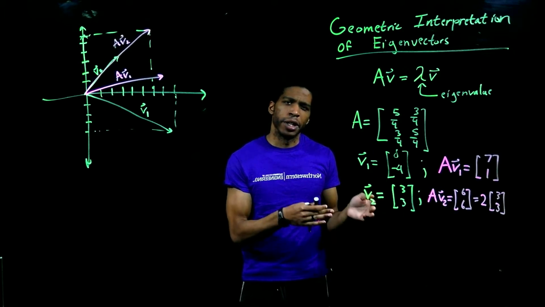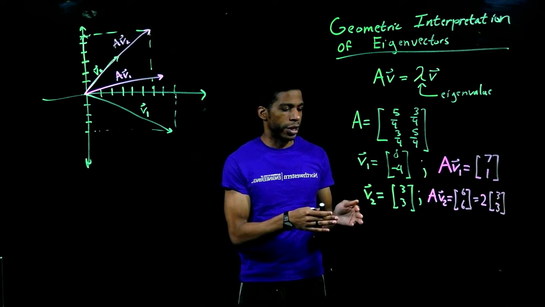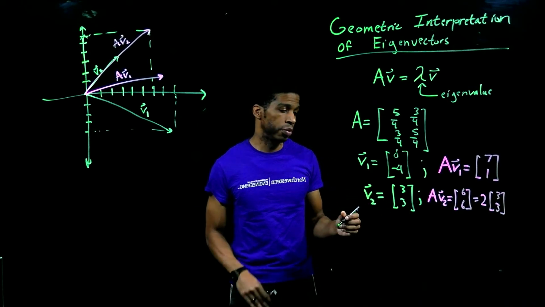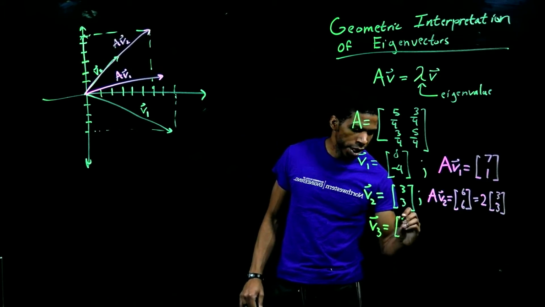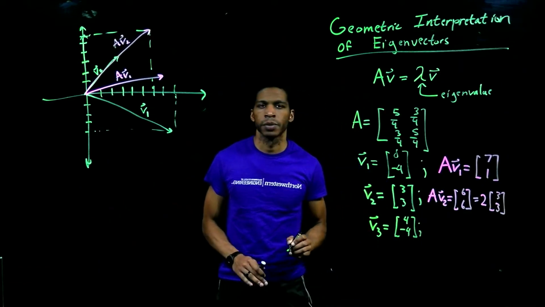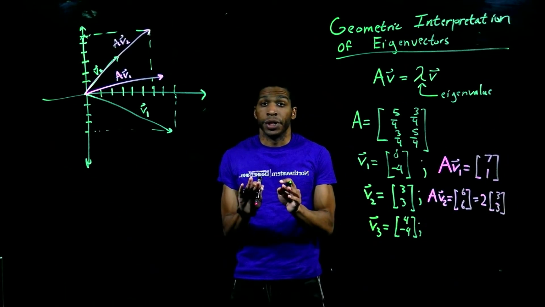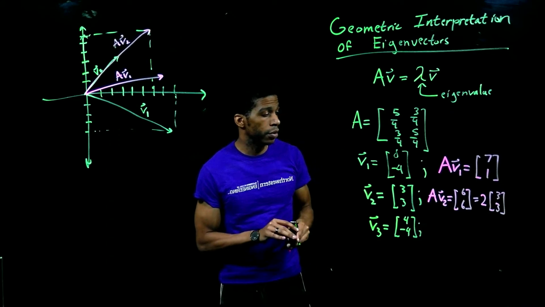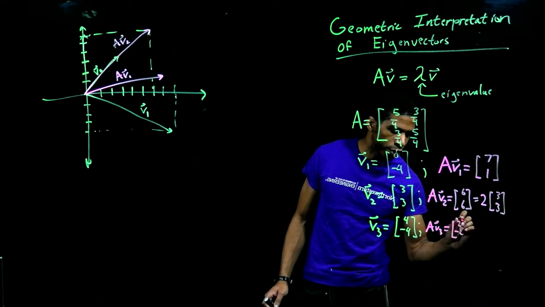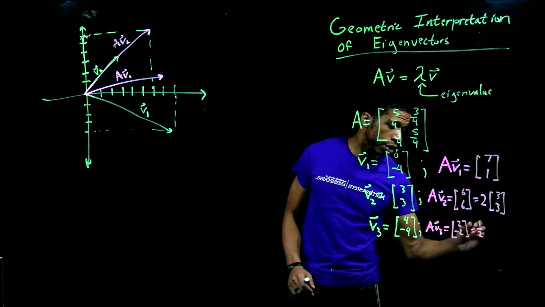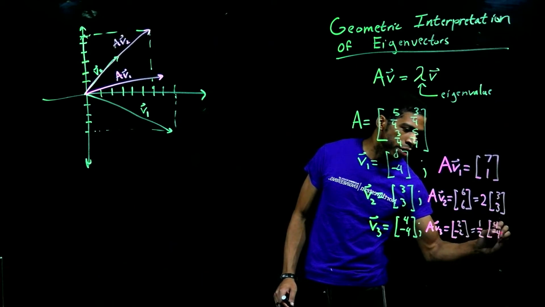So, just to get that idea further in your minds, let's do another example. Let's say I'll take V3. And this is 4, -4. And I'm going to do this matrix multiplication for you. AV3 is 2, -2, which is 1/2 times the vector V3, which is 4, -4.